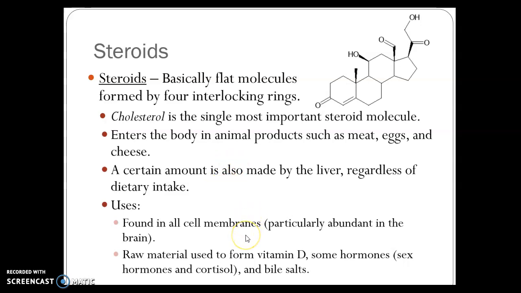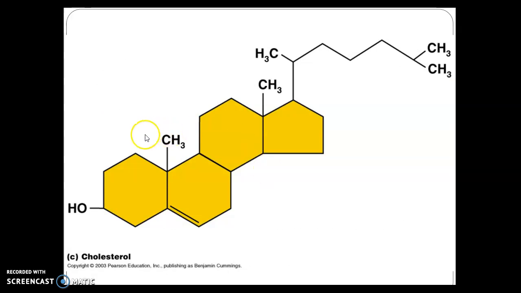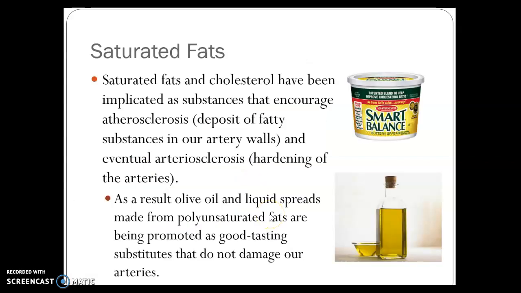But when we eat more animal products and the types of things that have cholesterol in them, it can increase our cholesterol. There is good cholesterol, high density lipoproteins, HDLs, but there is bad cholesterol also, LDL. So you want to have a high HDL and a low LDL to have a healthy body. So here's what cholesterol looks like. Those 4 groups laying flat together, interlocked.